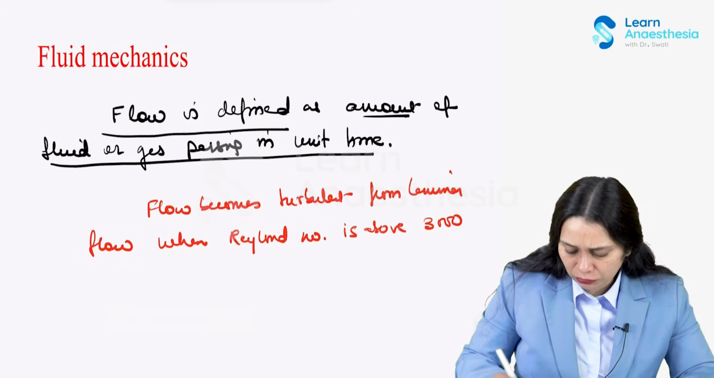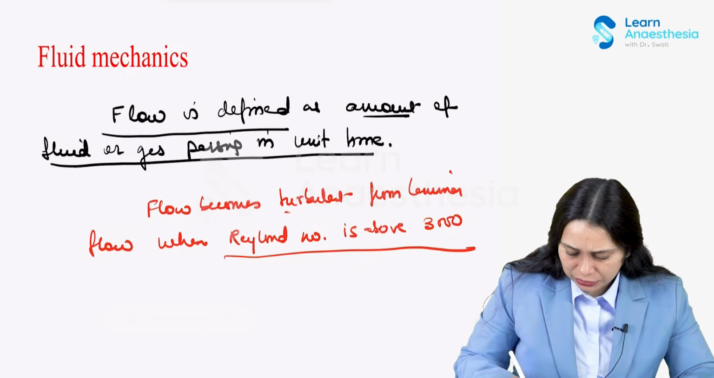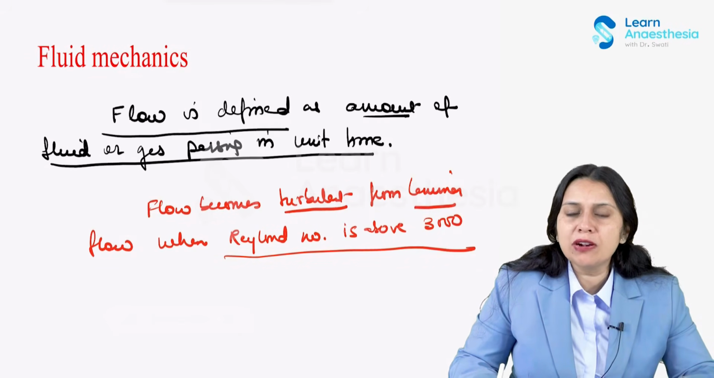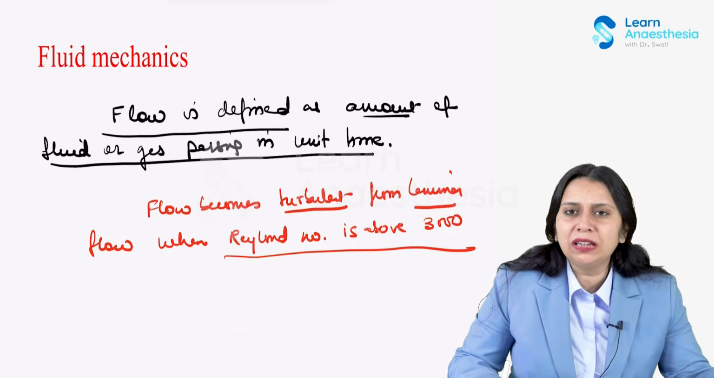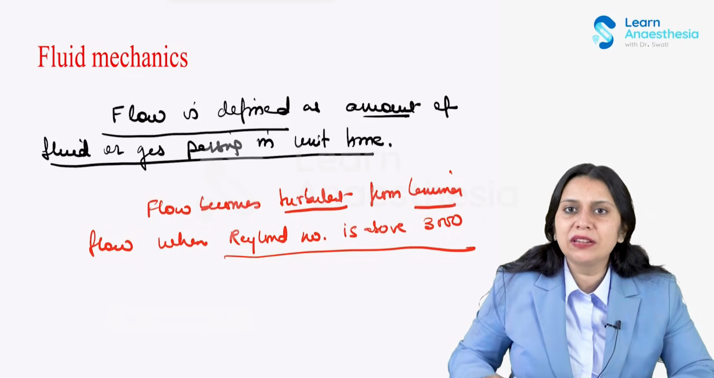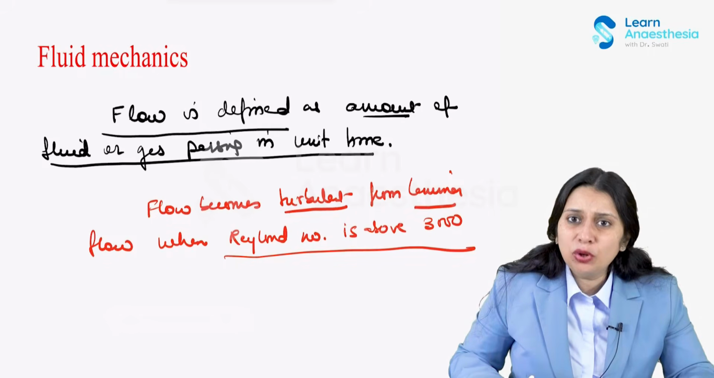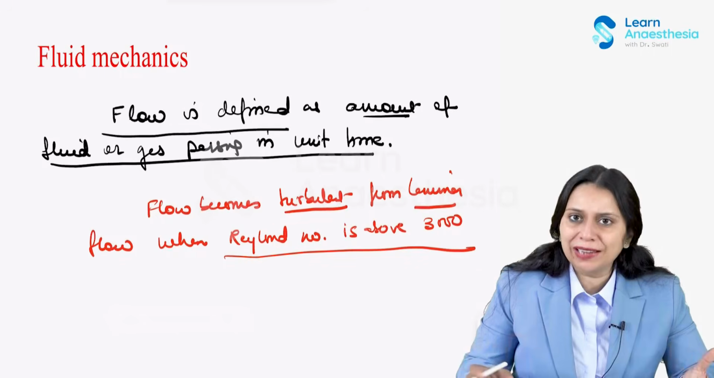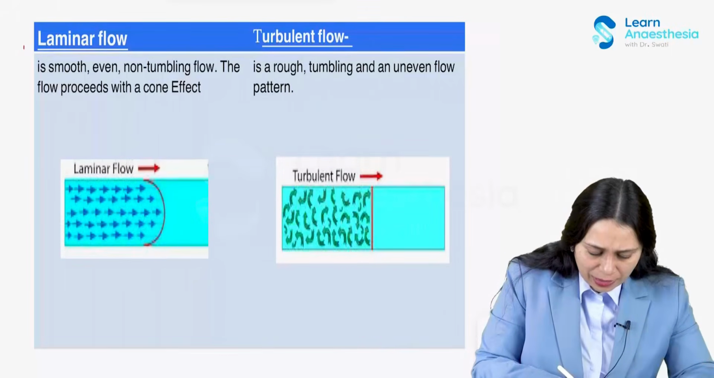So we need to understand what is turbulent flow, what is laminar flow, what are their clinical implications, what is the Reynolds number, and what are the factors which control this Reynolds number, and why we don't want the flow to become turbulent from laminar, why we prefer the laminar flow. So what is laminar flow?